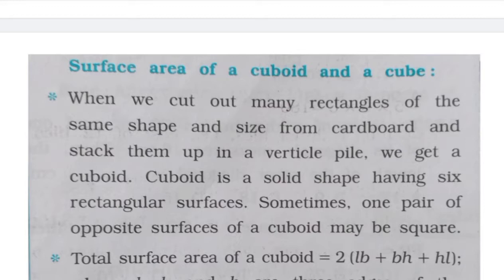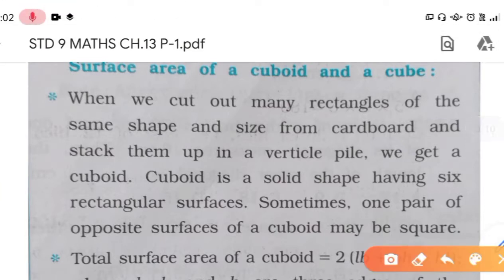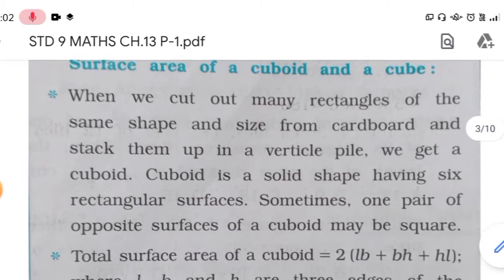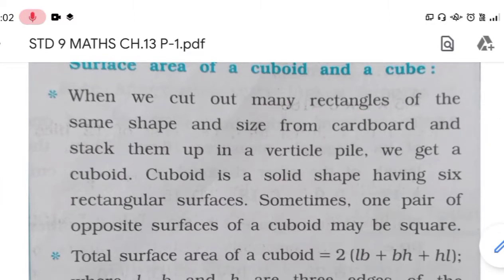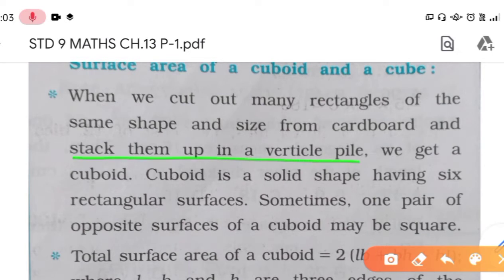When we cut out many rectangles of the same shape and size from the cardboard and stack them up in a vertical pile, we get a cuboid. So if we take many rectangle pieces of the same shape and size from the cardboard and stack them up in a vertical pile, like a box, we get a cuboid. So like this the object or the box which we got is the shape of a cuboid.